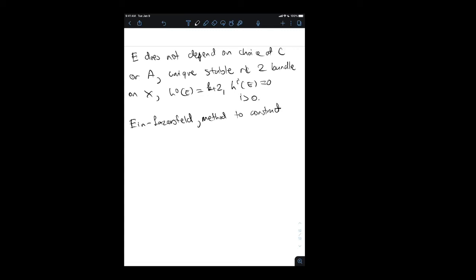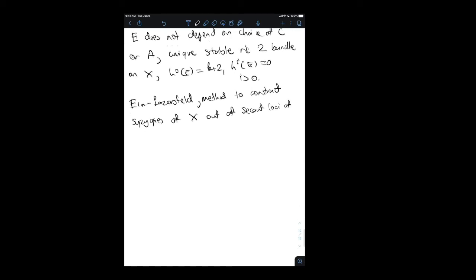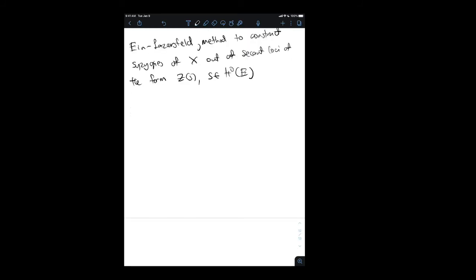So it's a method to construct syzygies of the K3 out of secant loci of the form Z_S, where S is a section of this Lazarsfeld-Mukai bundle. Okay, so they were actually studying this in a slightly different context, but if you do it here, you find something interesting.